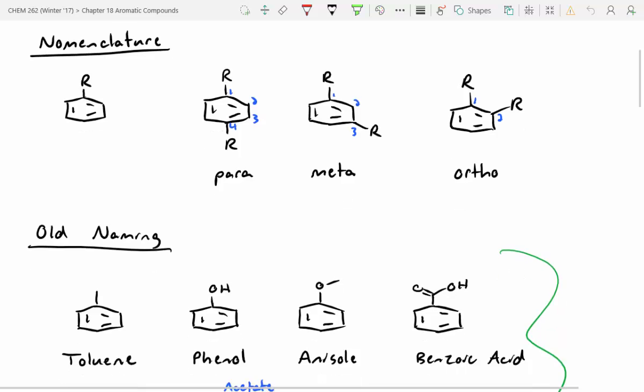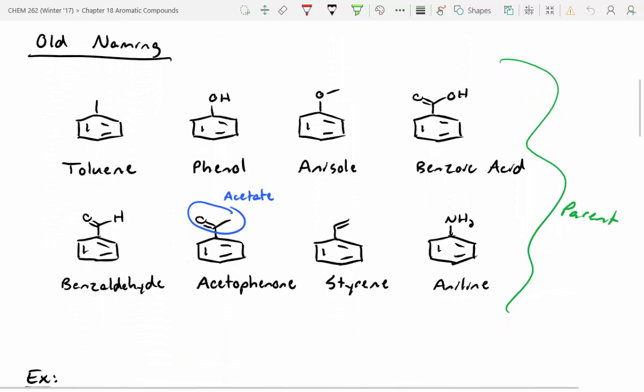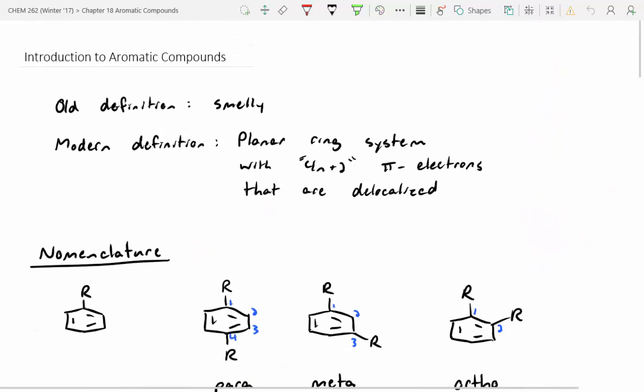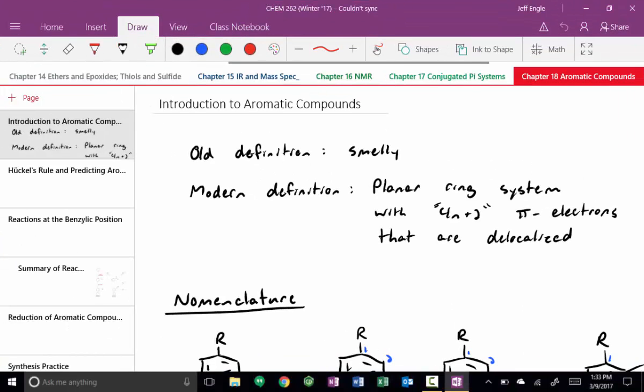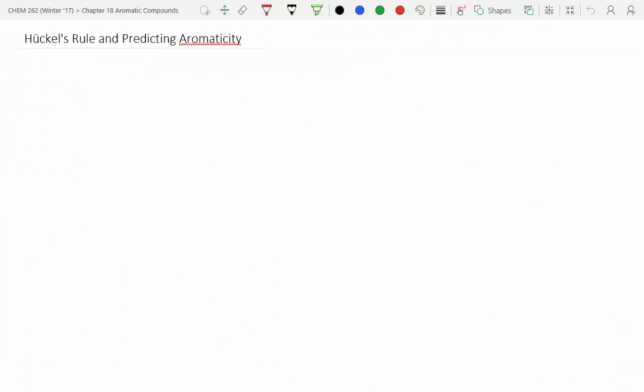And then we went into the nomenclature. Make sure that you review this nomenclature before the exam, because this may be used in naming conventions, not only on Sapling, but on third term exams or the ACS exam as well. But let's take a look at this 4n plus 2 definition. This is also known as Huckel's Rule. So let's define this as clearly as possible.